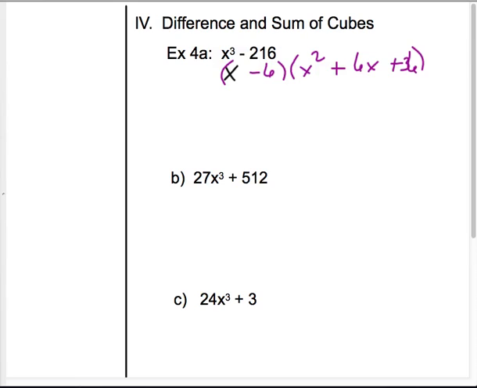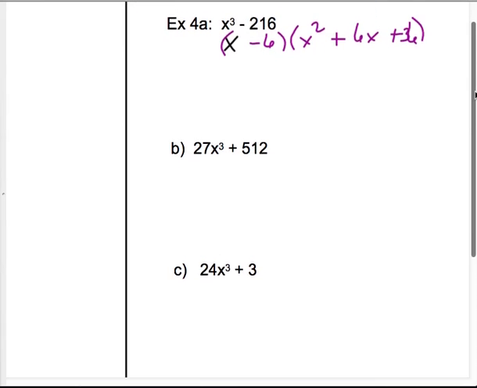Now you should always check to see if you can keep factoring. However, with the formula for the difference or sum of cubes, that second trinomial that you'll end up with will never be factorable. There's nothing that multiplies to 36 and adds to 6. So we're done.